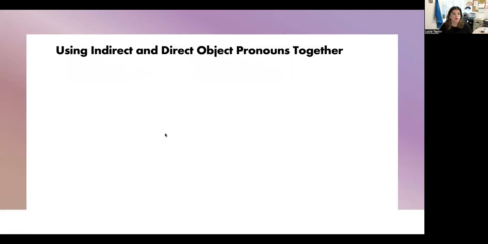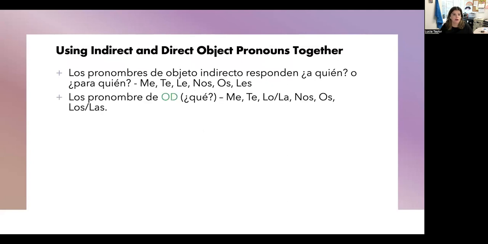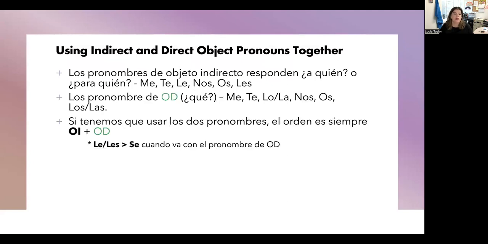Okay, when we're using both indirect and direct object pronouns together in a sentence, we always put them in the same order. Indirect object first, direct object second. And when we have the third person indirect with the direct pronoun, we're going to change that le or les into a se.